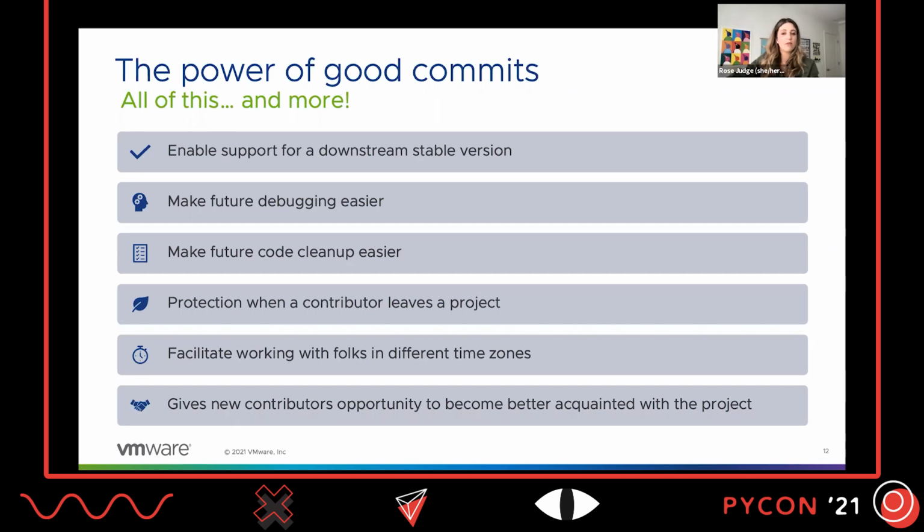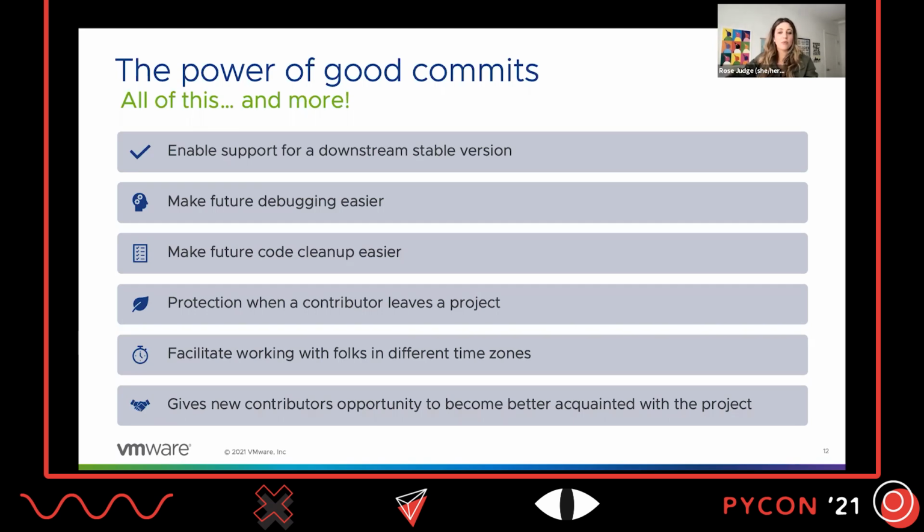And then in any long-running project, there will come a time when code cleanup is required, and good commits help facilitate this cleanup. For example, if you write in your commit message, this change was made to support X feature, and a year from now you deprecate feature X, then you know you can safely remove that commit that said it was for feature X. In this way, good commit messages help keep your code lean and maintainable.